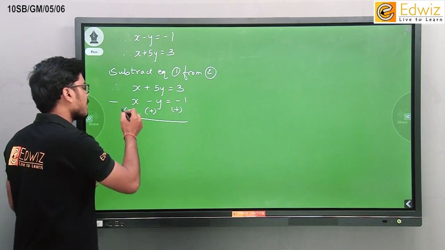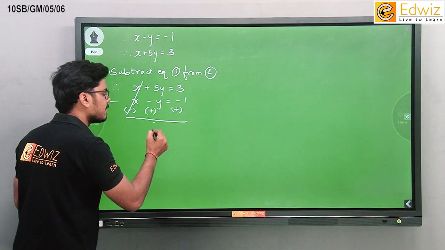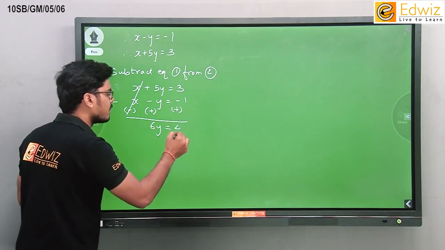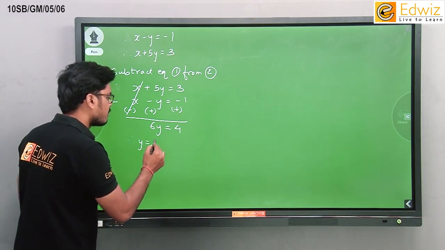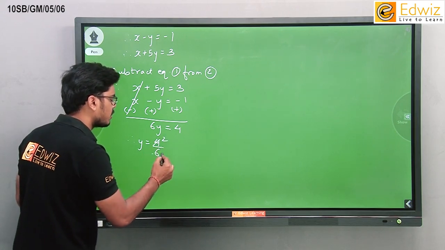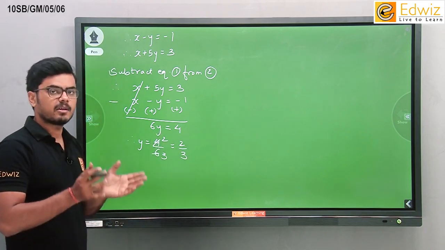Okay, so x minus x cancel हो गया, 5y plus y will become 6y equal to 3 plus 1 will become 4. Okay, that means the value of y here is 4 divided by 6, that is 2 2s are 2 3s are 2 divided by 3. This is the value of the y coordinate.